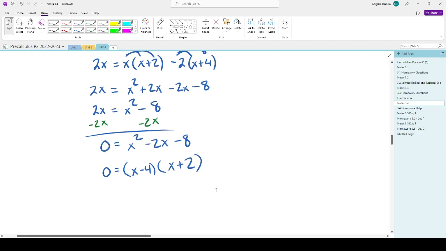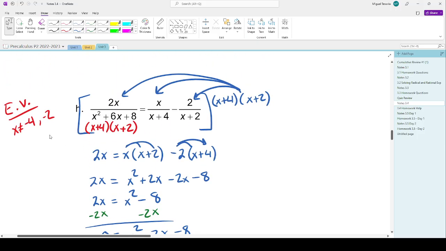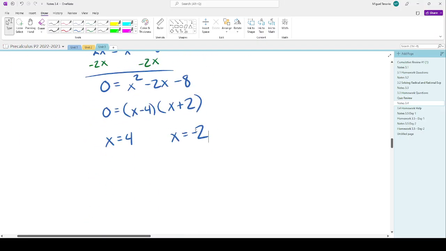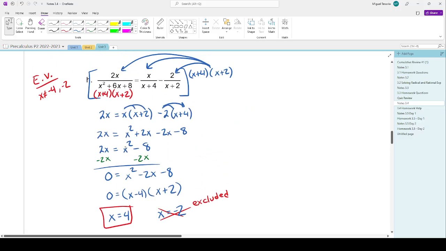So in setting up each of these equal to 0, I find that x equals 4 is one of my solutions, and x equals -2 as one of my solutions. So let's compare our answers to our excluded values. So you'll notice that -4 and -2 were the excluded values, and only the -2 popped up. So this one didn't work. This was excluded. This one worked, however, because it was not excluded. The excluded value is -4. So I'm going to box only my x equals 4 answer. So that is the one that works nicely.